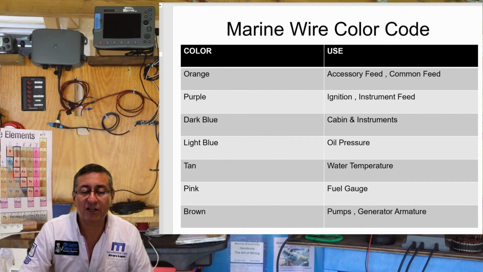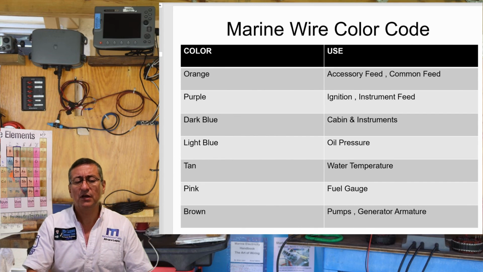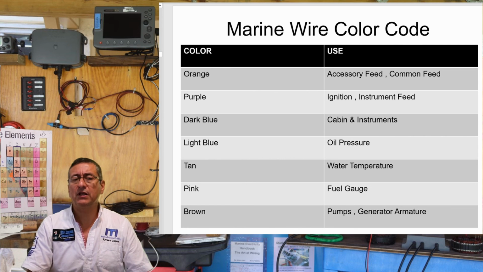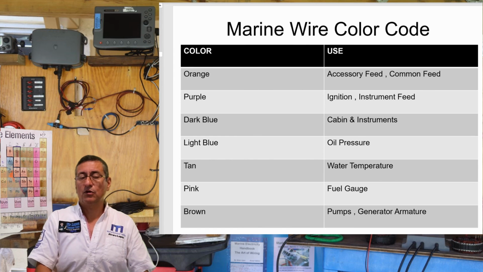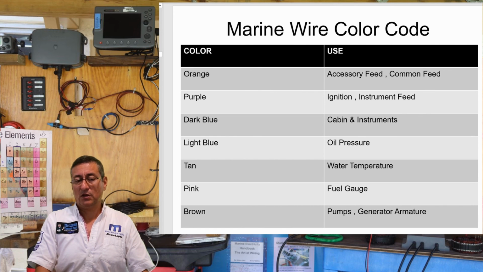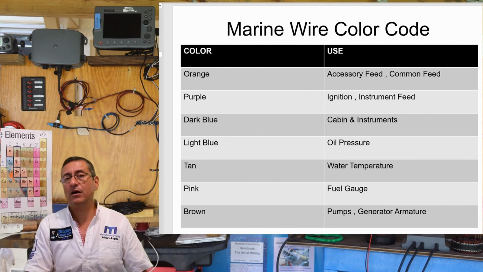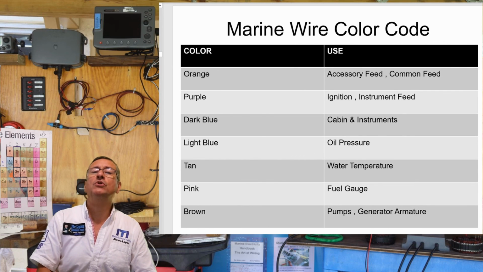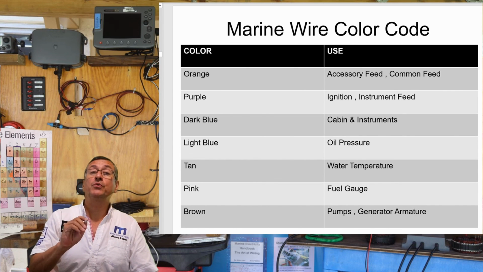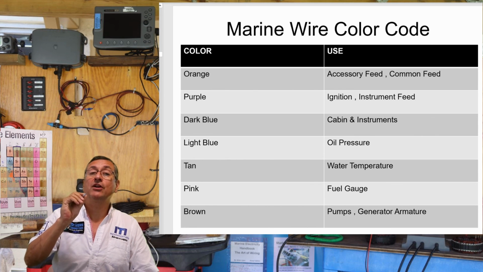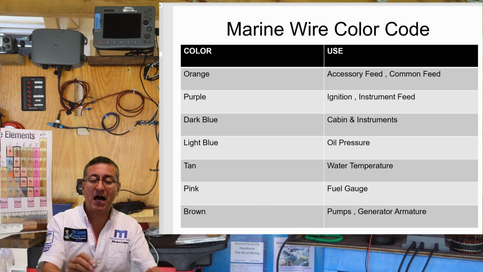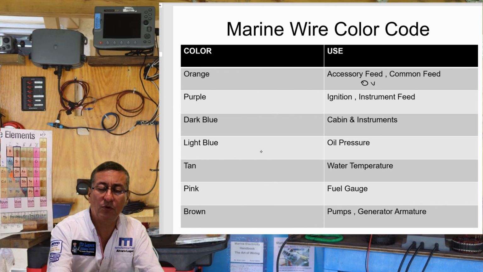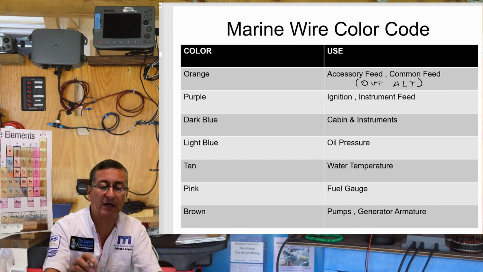Orange is the accessory feed. The common feed is the power coming into the DC panel. Normally it is orange in color. And other equipment that uses orange is the output of the alternator. The alternator produces DC power in order to charge the batteries. That cable should be orange. That cable is the output of the alternator. The output of the alternator should be in orange color. I am going to explain later.